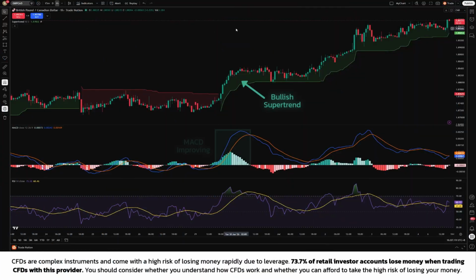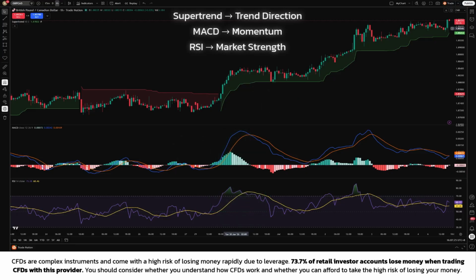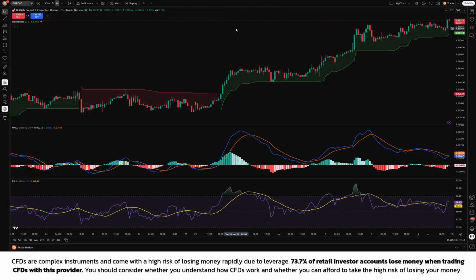The Supertrend, MACD, and RSI can work well together when each one has a clear role. Supertrend helps define direction, MACD helps assess momentum, and RSI helps judge strength or exhaustion. Used together, they can create a more disciplined confirmation framework without being treated as a standalone trading signal.